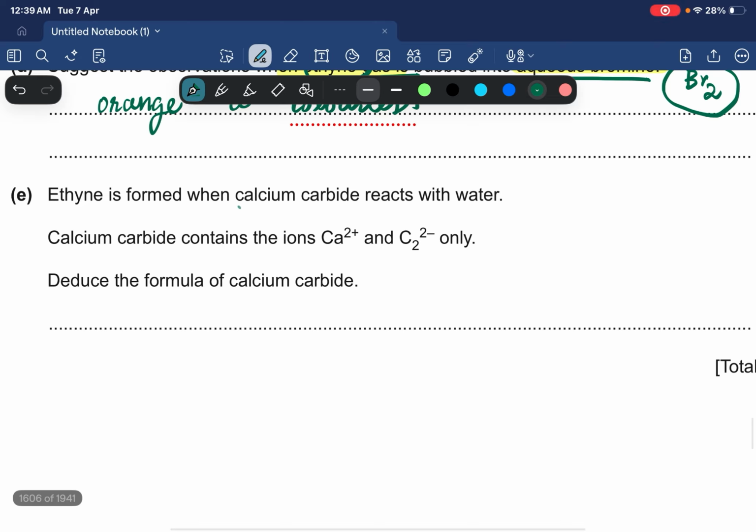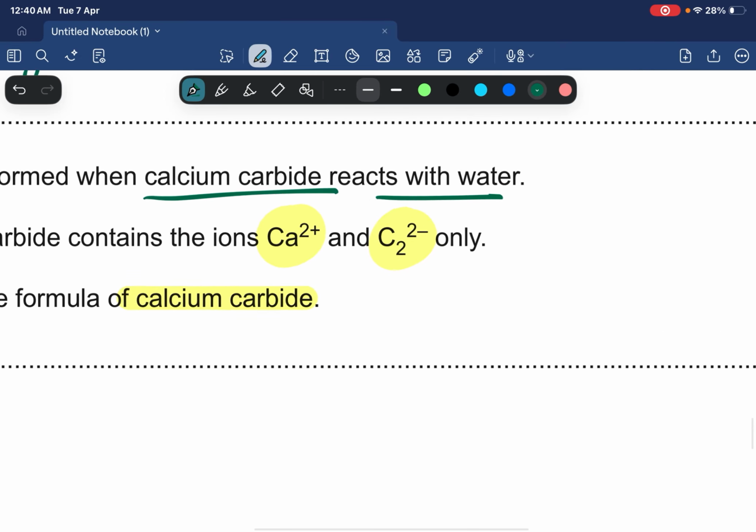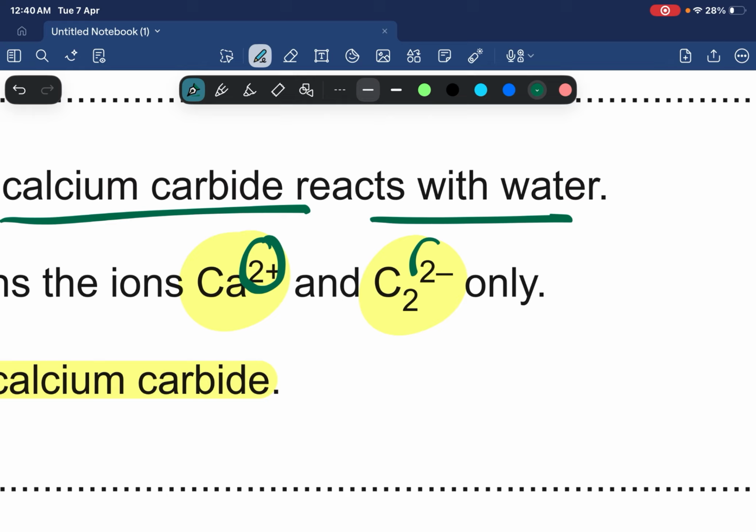Ethyne is formed when calcium carbide reacts with water. Calcium carbide contains the ions calcium 2 plus and C2 2 minus only. Deduce the formula of calcium carbide. It's very easy, look. 2 plus and 2 minus. The charges exactly balance out each other. Like they're equal and opposite. So it's going to be Ca, C2.